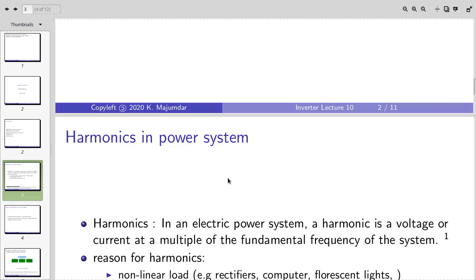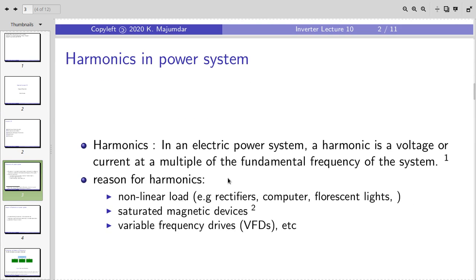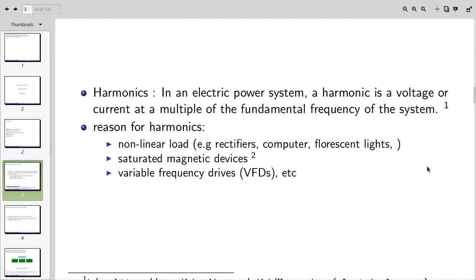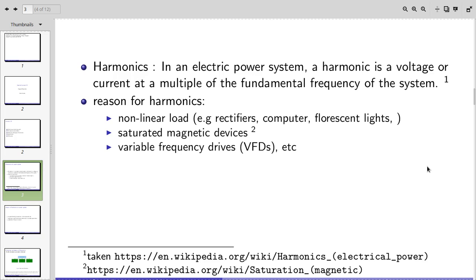So the first question that arises in our mind is, what is harmonics? We know that in an electric power system, a harmonic is a voltage or a current at a multiple of the fundamental frequency of the system. Now, who is the culprit generating this type of harmonics? Basically, the nonlinear load. The nonlinear load is the main culprit of the injection of harmonics.